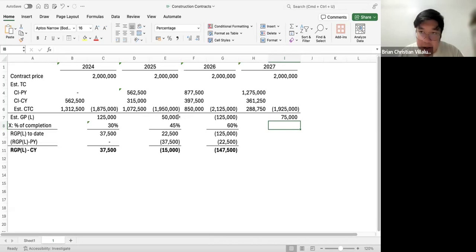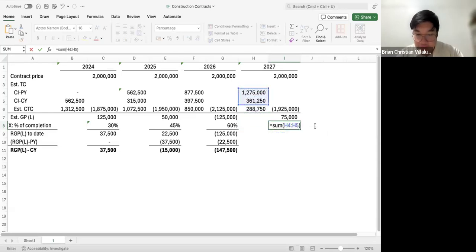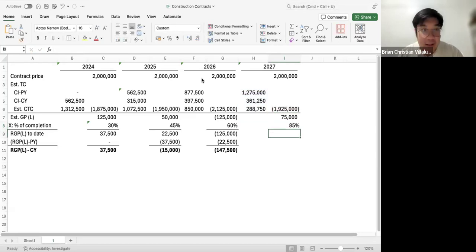So dahil naging estimated gross profit na ulit yung ating figure dito, subject mo na siya ulit sa percentage of completion natin. Tama? So that will be, ano na percentage of completion? That would be 85%. So what's the RGP to date? 75,000 times 85%, 63,750. So that's already RGP to date, no?